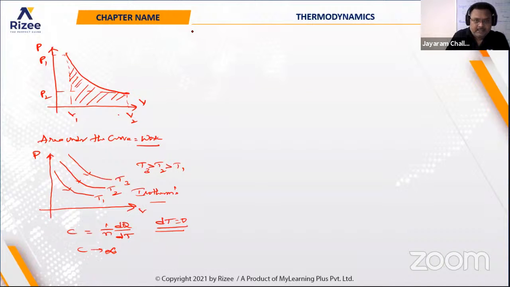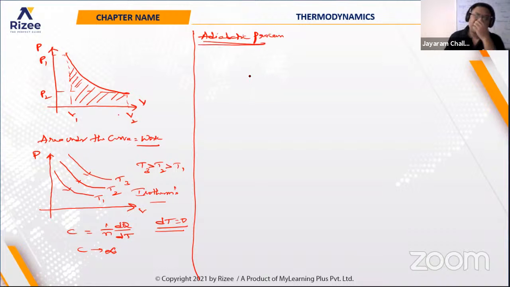Next, the type of process I would like to deal with is the adiabatic process. So what is this adiabatic process? In this case dQ will be equal to 0. The exchange of heat from the surroundings to the system, or from the system to the surroundings, is not going to happen.